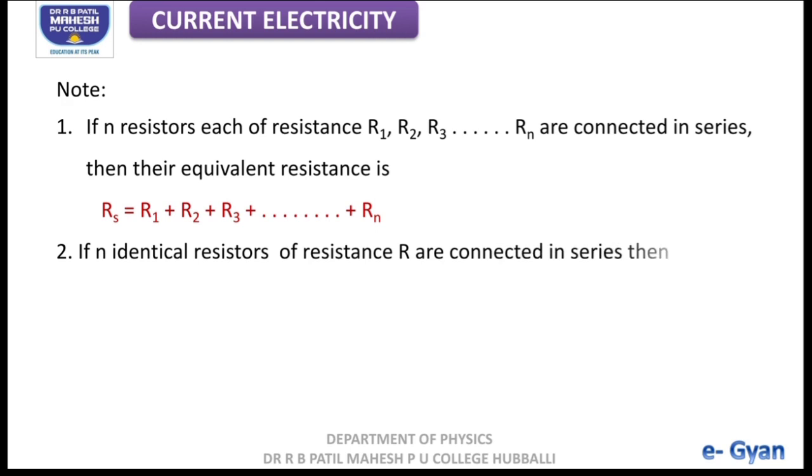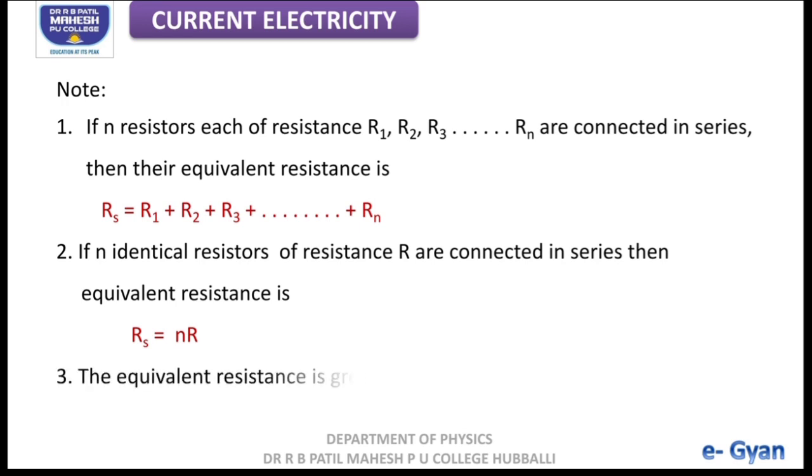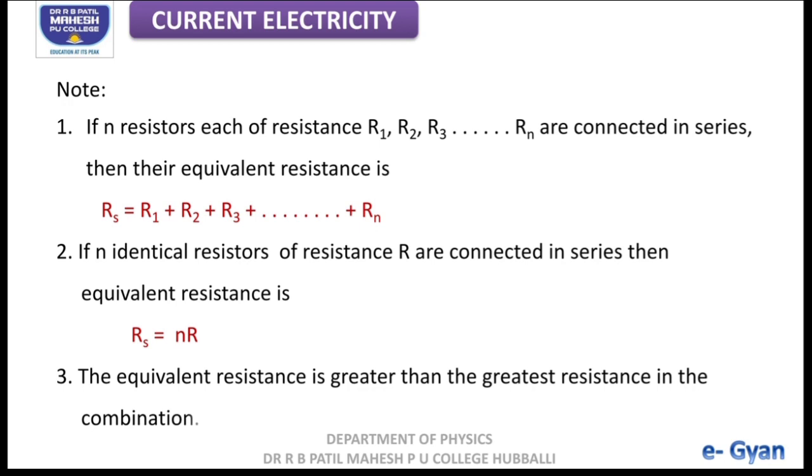Second point, if n identical resistors of resistance R are connected in series, that means if R1 = R2, R2 = R3 and so on up to Rn = R, then the equivalent resistance of this series combination is given by Rs = n R. Third point, the equivalent resistance of the combination is greater than the greatest resistance connected in the combination.